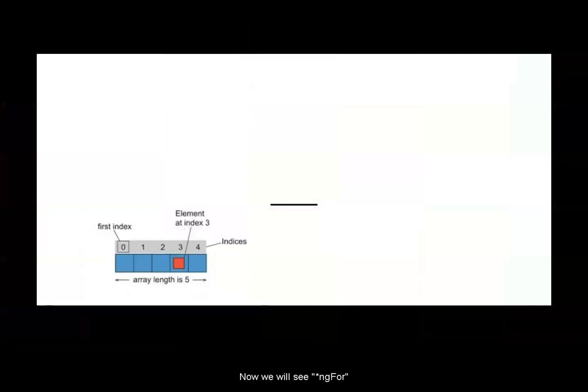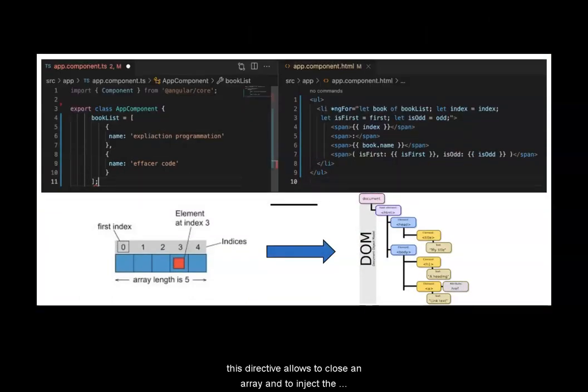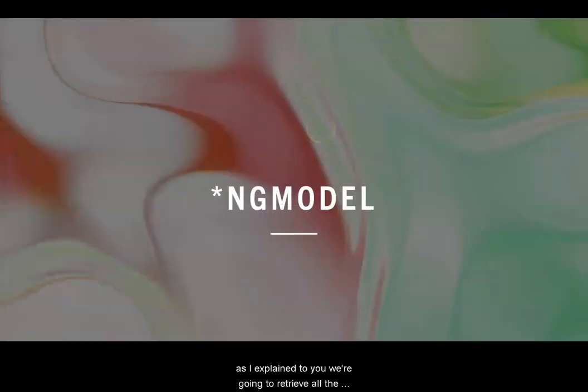Now we will see ngFor. This directive allows to loop over an array and to inject the elements in the DOM. It's possible to get other information such as the index of the element. So there, for example, we have the ngFor. We are going to search for the index. We are also going to search for first or odd. Inside this list, we did ngFor, let book of bookList. And inside, as I explained to you, we are going to retrieve all the elements.